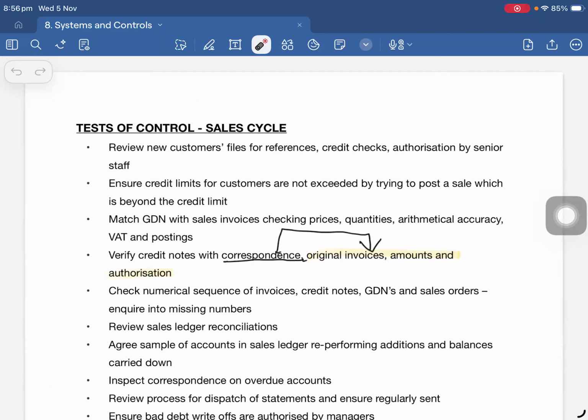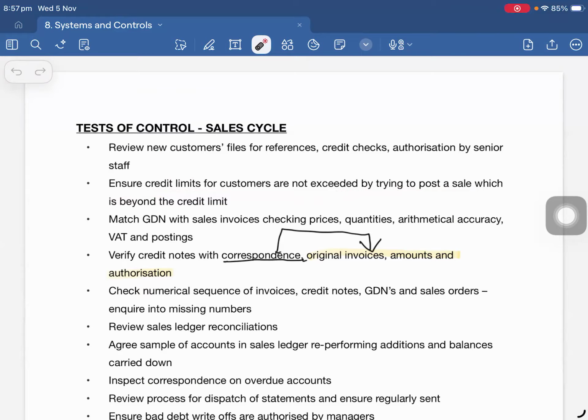So what is the test of control that we do? As an auditor, we are going to take the customer files for reference and we are going to see the credit checks. We are going to see whether it has been authorized by the senior staff. Clear? Then we are going to ensure there have been correct credit limits for customers, and we are not posting a sale beyond their credit limits. That means we're going to ensure these people are not giving a customer credit sales more than what their credit limit is.